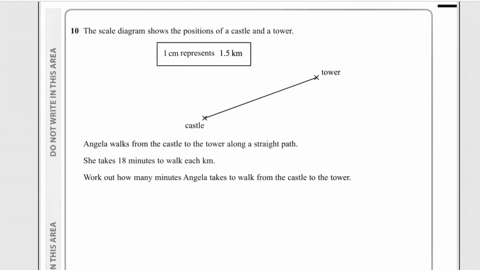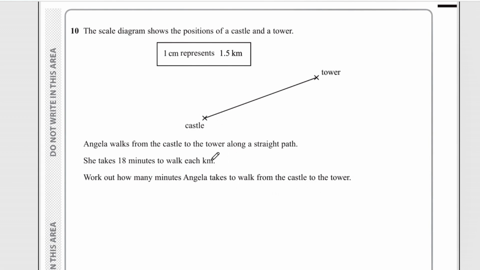Okay, question 10. We have a line right here. 1 centimeter represents 1.5 kilometers. Then they said Angela walks from the castle to the tower along a straight path. She takes 18 minutes to walk each kilometer. Work out how many minutes Angela takes to walk from the castle to the tower.